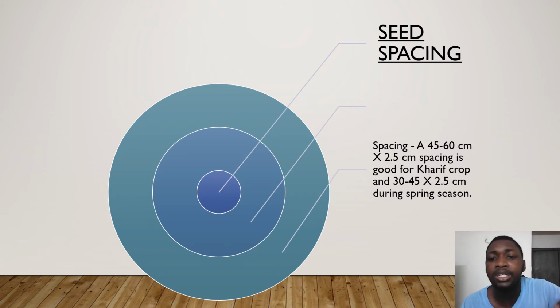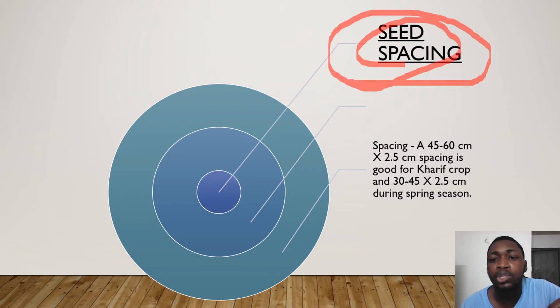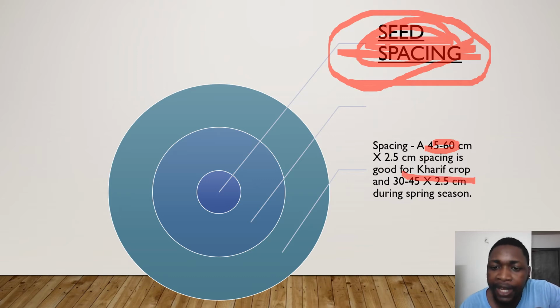What is the spacing of seed sowing in soybean crop? Spacing is 45 to 60 by 2.5 centimeters for Kharif crop, and 30 to 45 by 2.5 centimeters during spring season. They vary according to type of season, whether it's Kharif or spring. So if it is Kharif, it is about 45 to 60 by 2.5 centimeters.